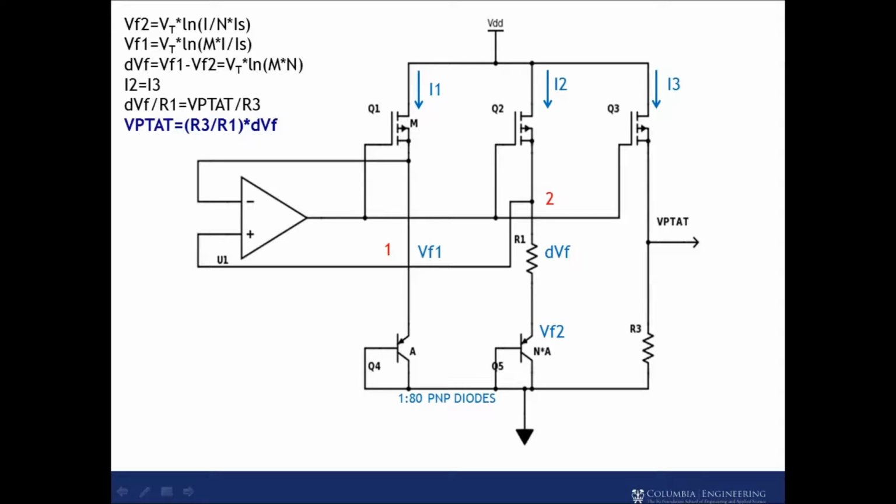If we apply KCL, we can see that the VPTAT output is an amplified version of dVF, as explained in all these equations. Hence, the voltage dVF is proportional to absolute temperature and thus the VPTAT output is directly proportional to temperature.